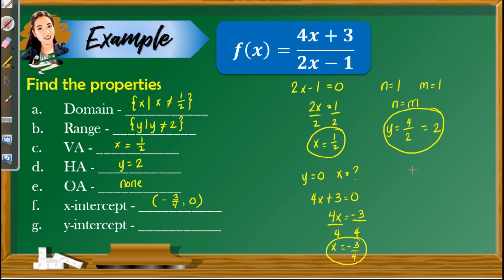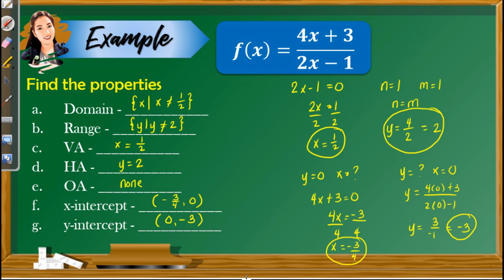How about the y-intercept? It is the value of y when x is 0. So we need to change the x to 0 in our function, so we have y is equal to 4 times 0 plus 3 over 2 times 0 minus 1. Always remember that if a term has the variable x, that term becomes 0. So in this given, we have y is equal to 3 over negative 1, which is equal to negative 3. So this value gives us the y-intercept. So we let x be 0 and y is negative 3.